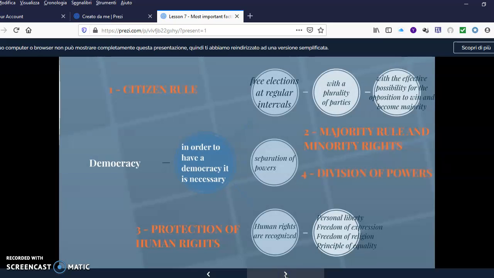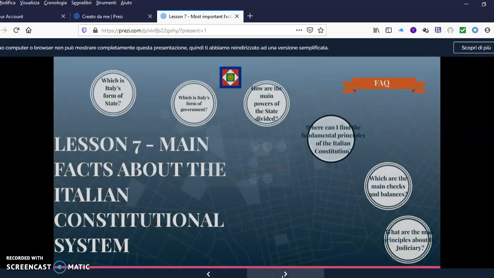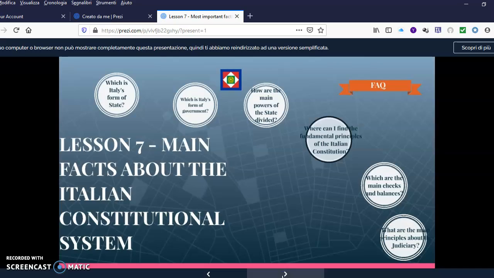Division of powers, another element which is necessary. The doctrine of separation of power must be applied and strictly respected by all the powers. None of the powers must take over the others. Last but not least, pluralism in the mass media system. You have to be able as a citizen to hear more than one voice and to decide freely to which voice to listen.